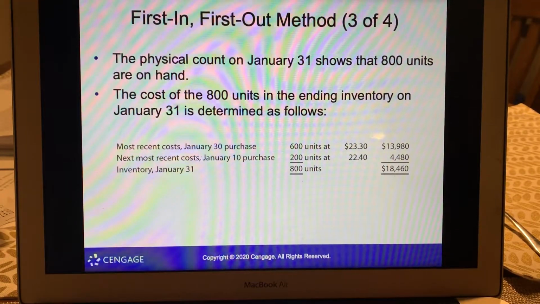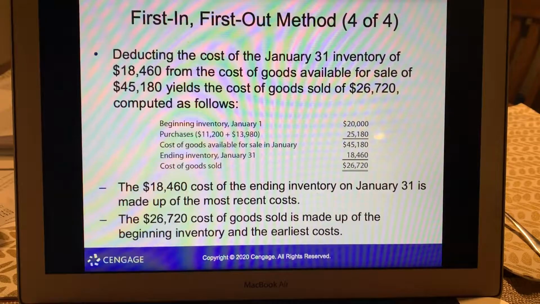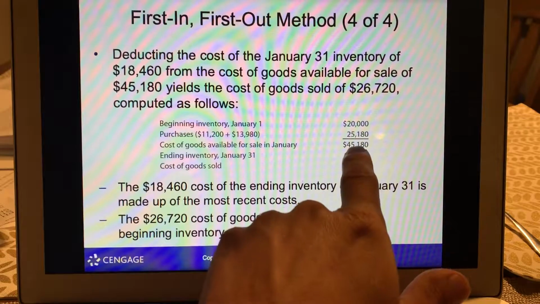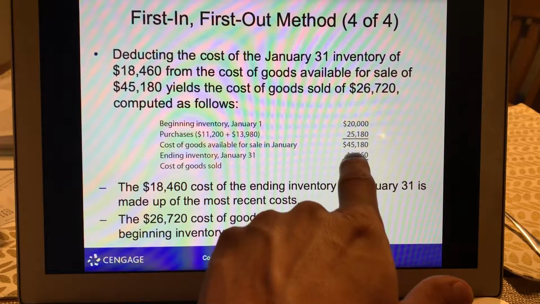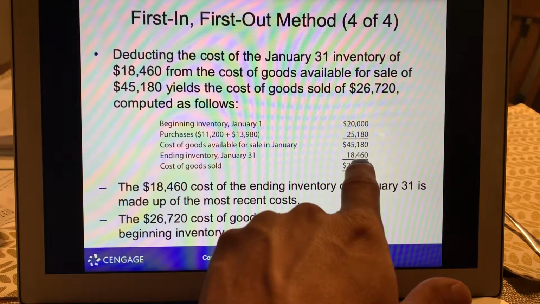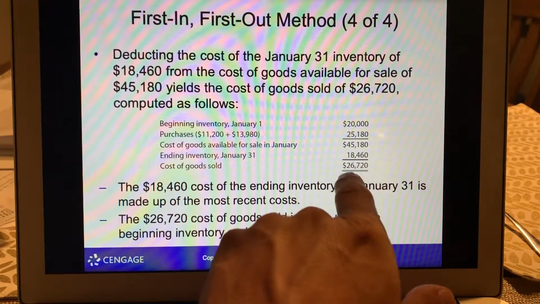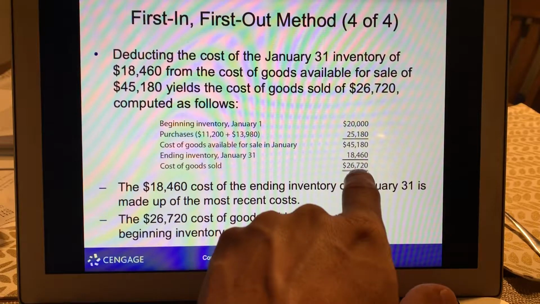And then don't forget, this is with the periodic. So now first in, first out again. So beginning inventory is 20,000, purchases of 25,180. Cost of goods available for sale in January is 45,180. Our ending inventory is 18,460. So our total cost of goods sold will be 26,720.